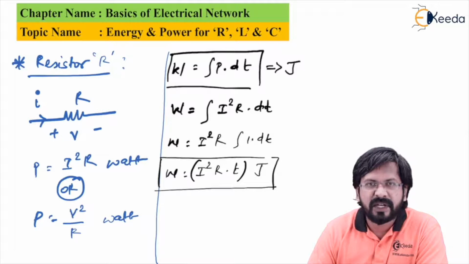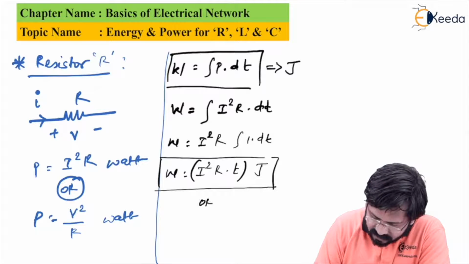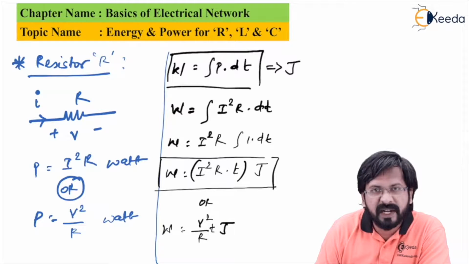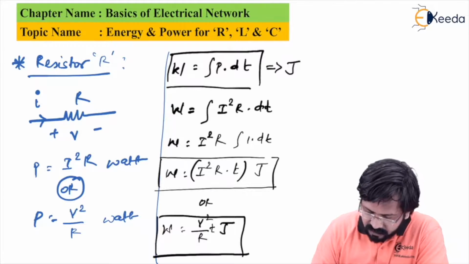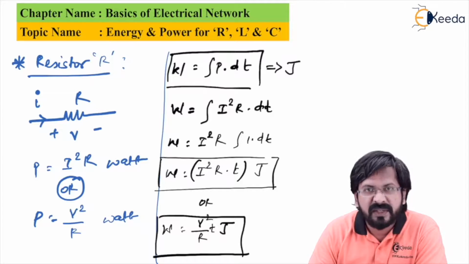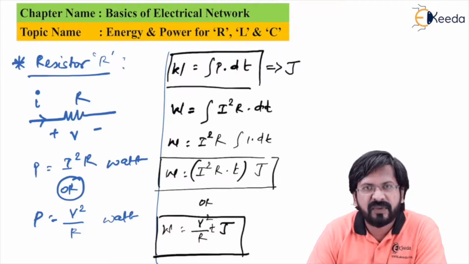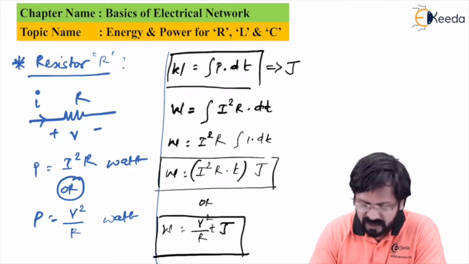Suppose I have substituted the value of P as V square by R instead of I square R in this relation. Then in that case, I'll get W as V square by R times t joules. So with this resistor, we calculate power with I square R or with V square by R, and energy can be taken as I square times R t or V square by R times t.